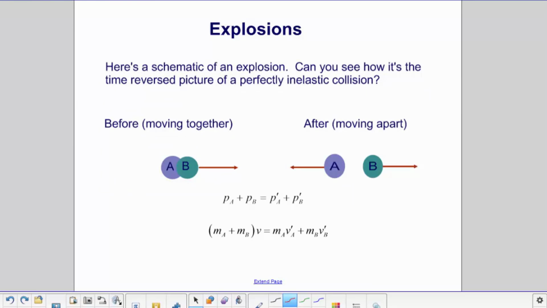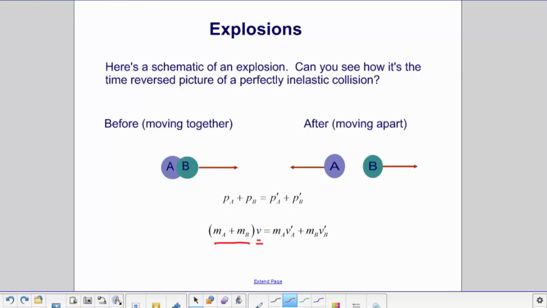Here's a picture of an explosion. Can you see how it's the time reverse picture of a perfectly inelastic collision? Here's our case. We have the one object moving to the right, and that's the momentum of A plus the momentum of B. Then they separate here. They move apart. On the left-hand side of the equation now, we have a combined mass, m_A plus m_B, moving with one velocity, and then at the end it splits into two.